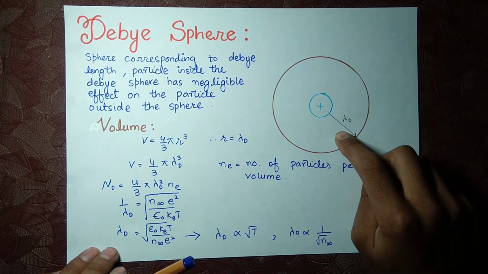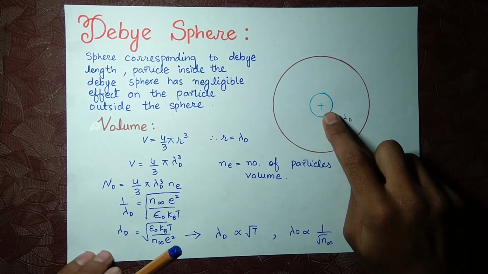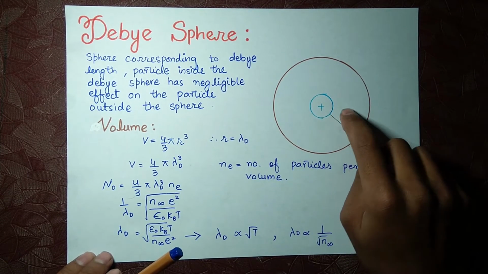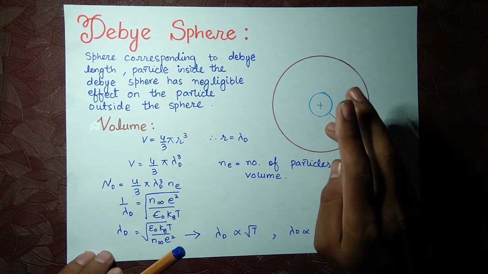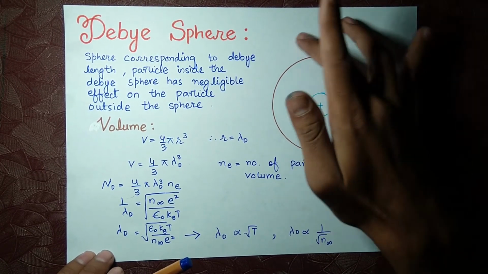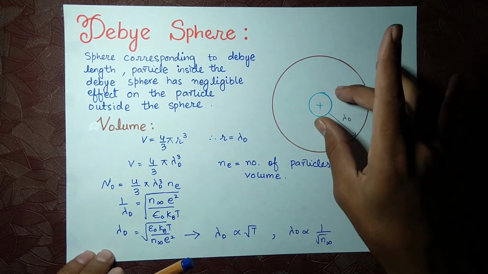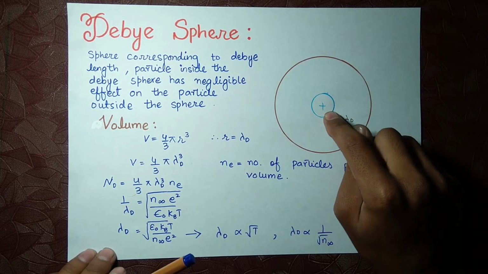Here we have some kind of particles. For example, this is positive, and we have some negative particles. It's better to say positive particles here, because we have negative particles which make a cloud around these positive particles. So let's say we have a positive particle inside.